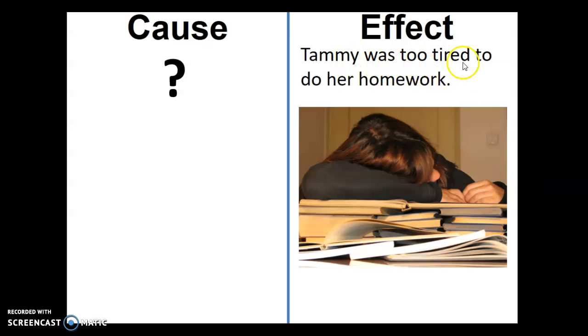Effect. Tammy was too tired to do her homework. What could cause that? This one is not going to give us the cause, so I want you to try and come up with the cause on your own. You don't have to write it down, I just want you to think about it. What could cause her being too tired to do her homework? I think maybe staying up all night watching TV or playing video games, watching TikTok videos. So she was tired.